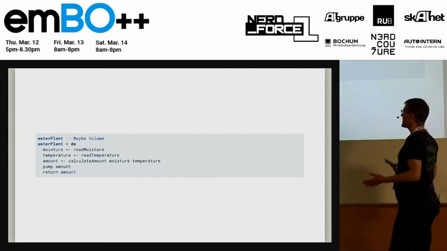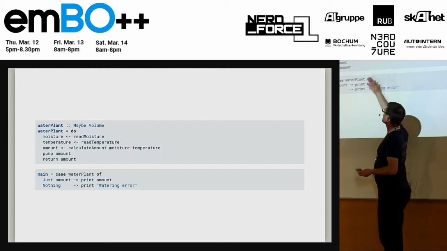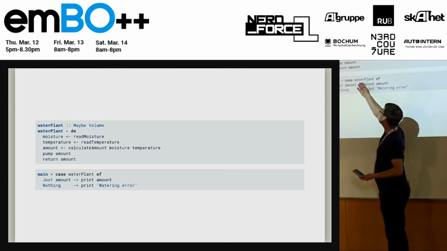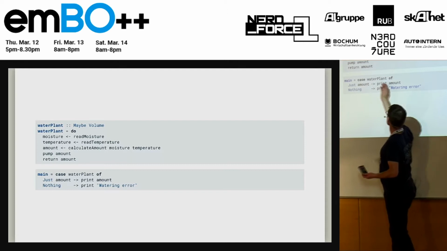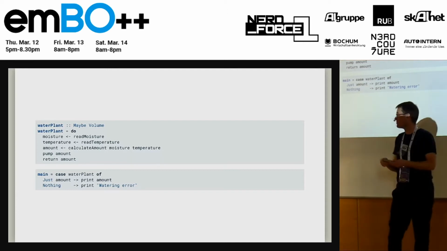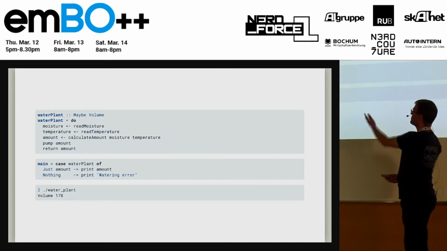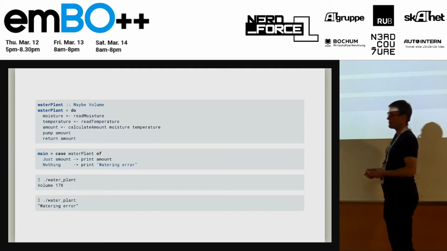And if I add a main to my function to see how this would work, I have a main, and then I call this water plant, and it returns a Maybe, and I look: is there just an amount in it? If there is, I print the amount. If there is nothing in it, I print the error. Executing could print out, yeah, I've pumped 178 or whatever, or there was an error.